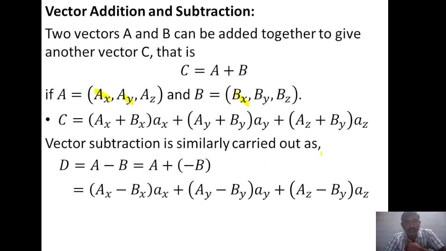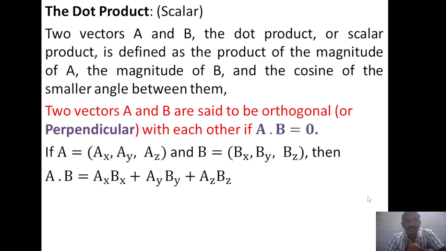Similarly, for vector subtraction you can subtract in the same way as we did addition. So instead of addition, you have to subtract to get the resultant vector. So (AX minus BX) into AX, (AY minus BY) into AY, plus (AZ minus BZ) into AZ. So here actually the Z component is (AZ minus BZ) into AZ.